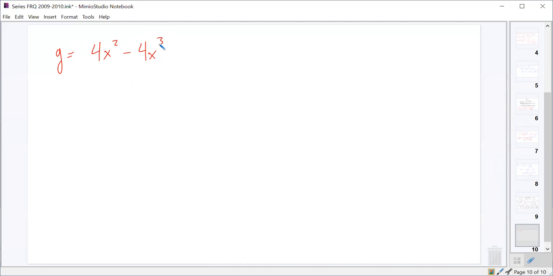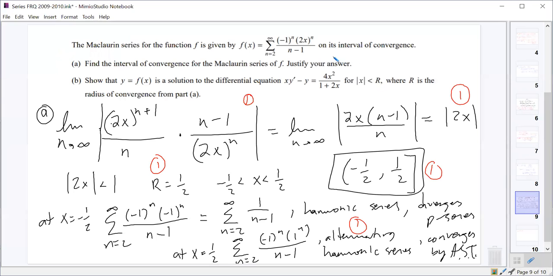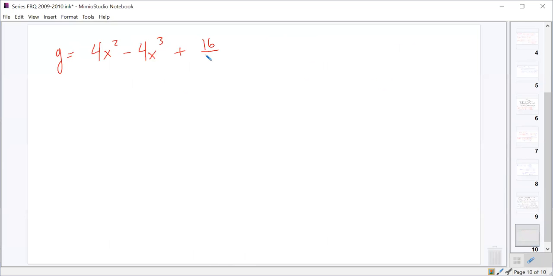And what's the next one? I think it's 16 thirds, right? x to the 4th. What's the general term of that? Right, it's just our negative 1 to the n, 2x to the n over n minus 1.